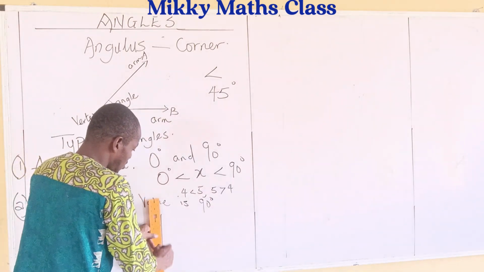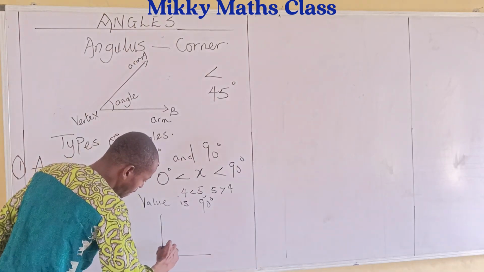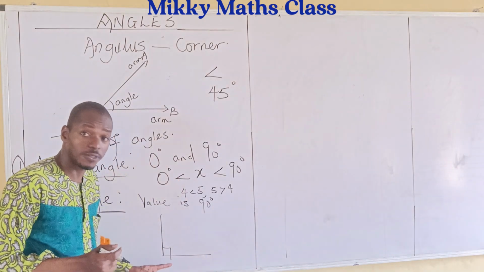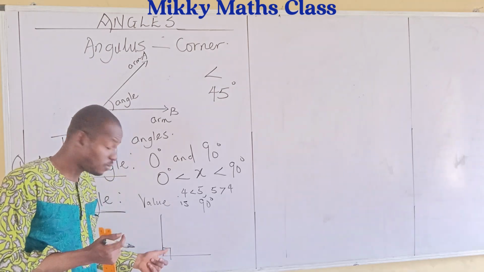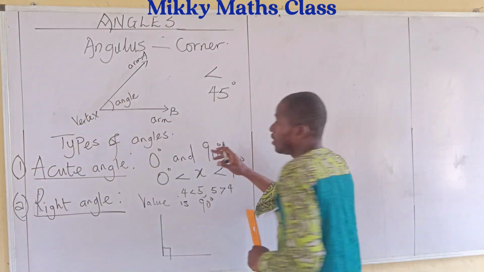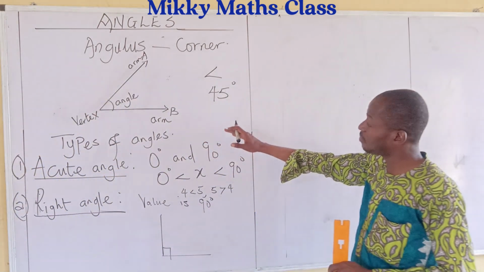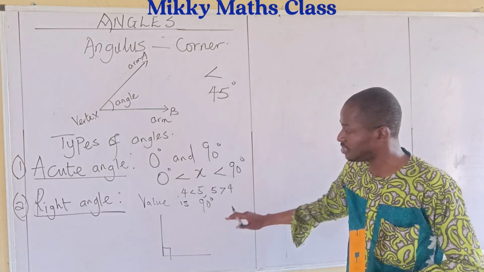We can see the diagram here. This is an example of a right angle. And this is the symbol for the right angle. When you see the symbol here, it tells you that this angle here is a right angle. Now, obtuse angle, like we said before, it lies between 0 and 90 degrees.